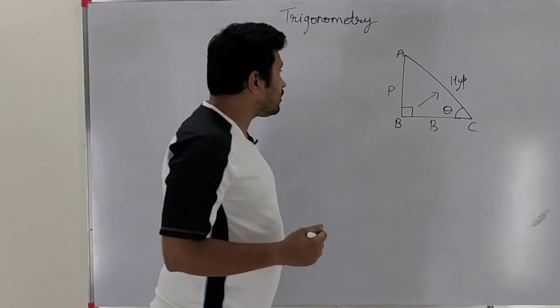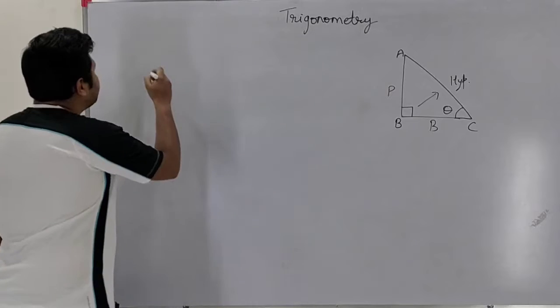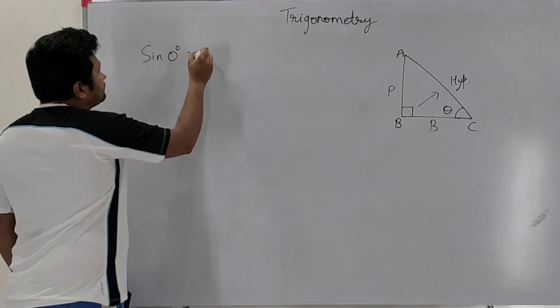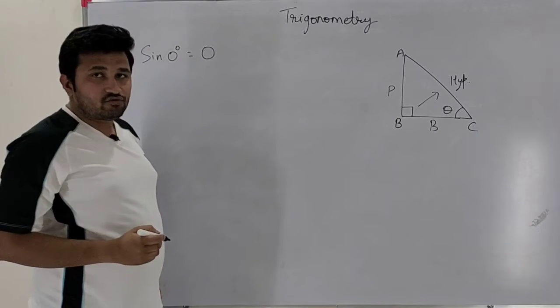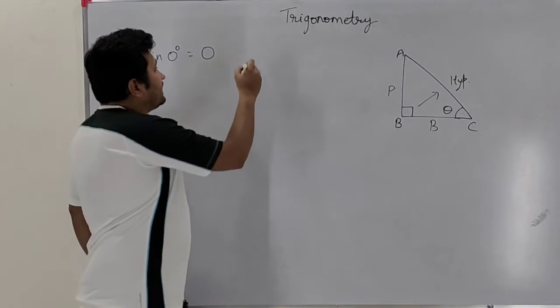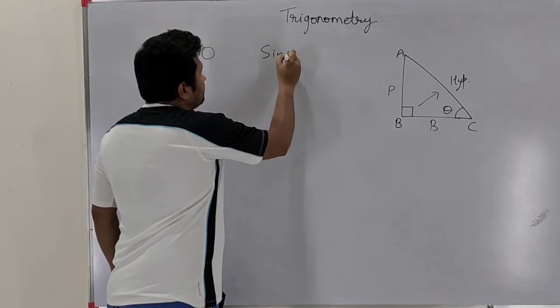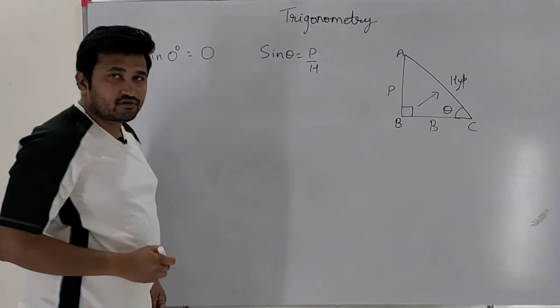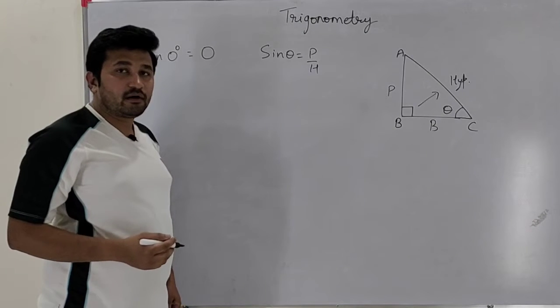Now I am moving to the topic, and the topic is that I have to prove that sine 0 degree is equal to 0. So this I have to prove. As we know, sine theta is perpendicular upon hypotenuse.